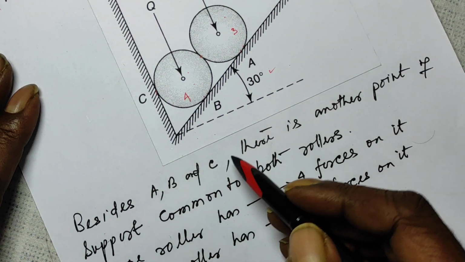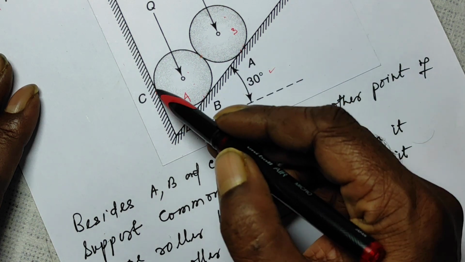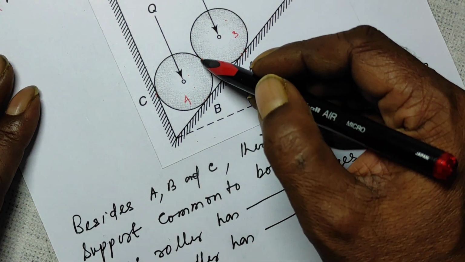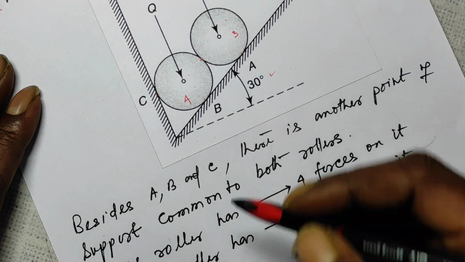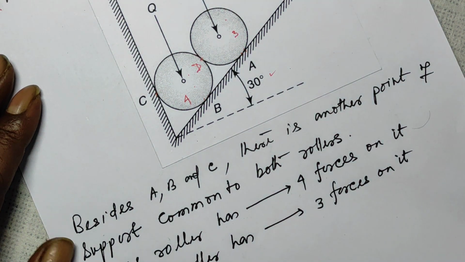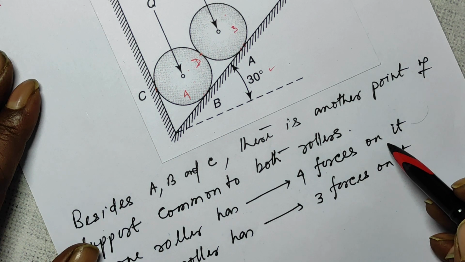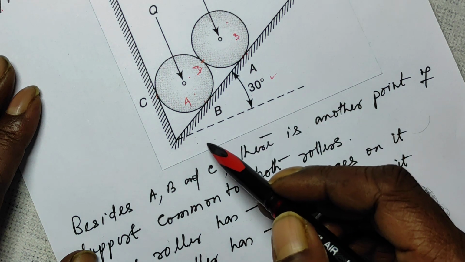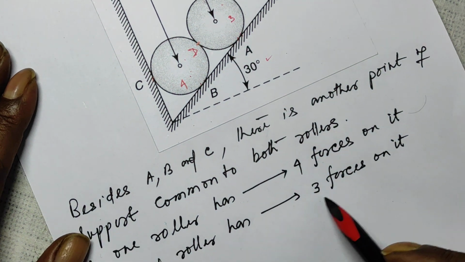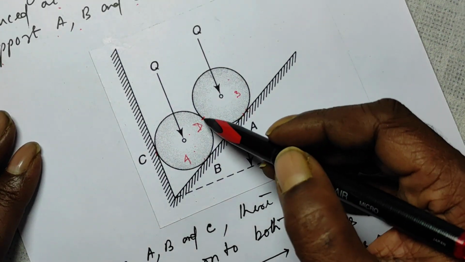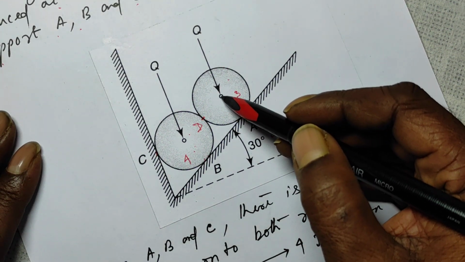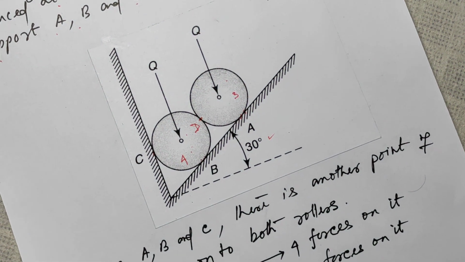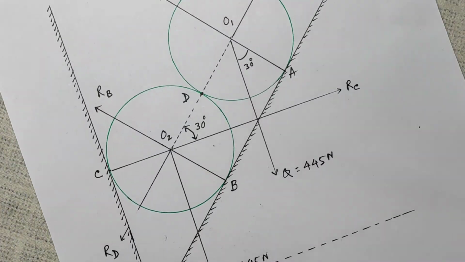Besides the points A, B, C, there is another point of support common to both the rollers. That is at this point, which we will later name as D. One roller has four forces on it, as I explained here: one here, one here, one here, and the weight downward. And the second roller has three forces on it: one here, and from this point downward, the weight. So we'll begin with this one. I have redrawn the diagram again for you as an enlarged diagram.